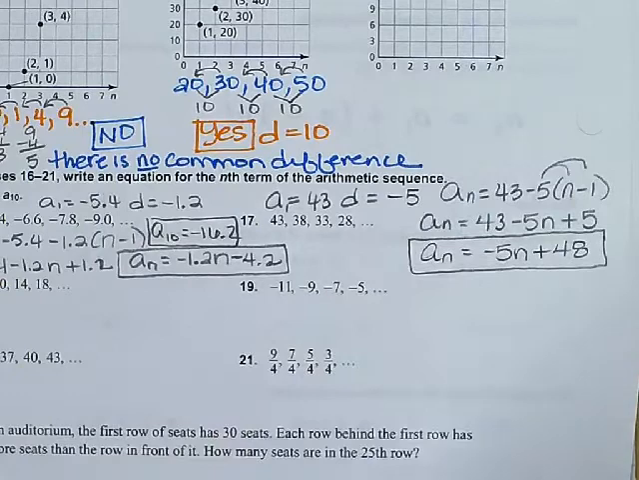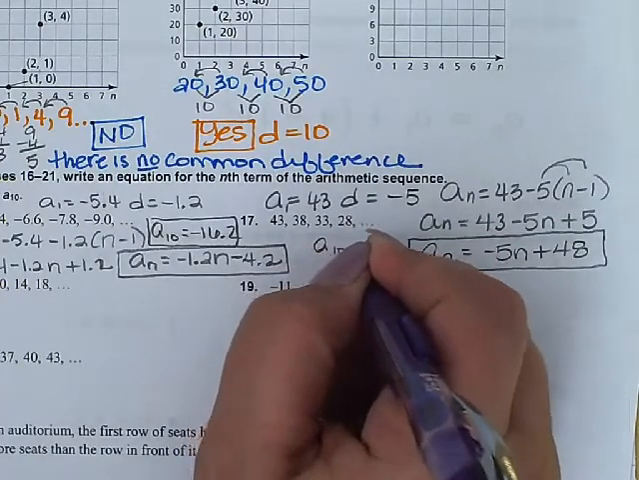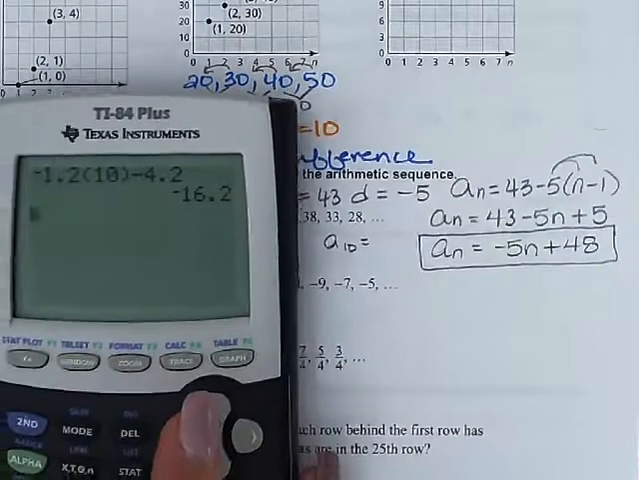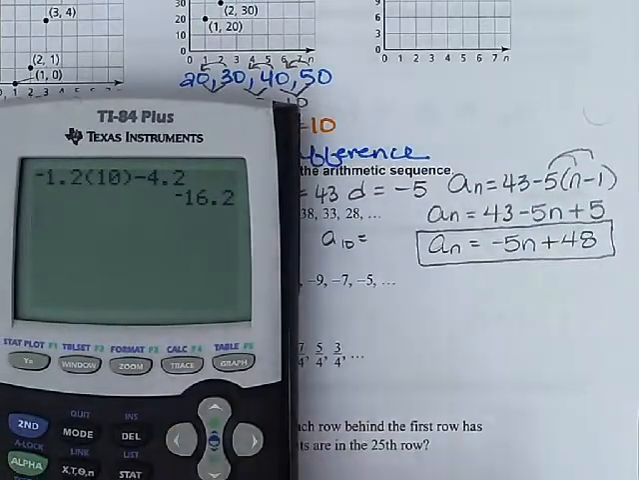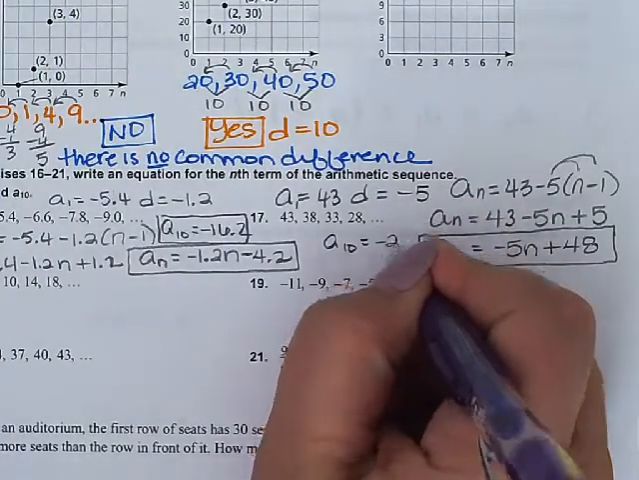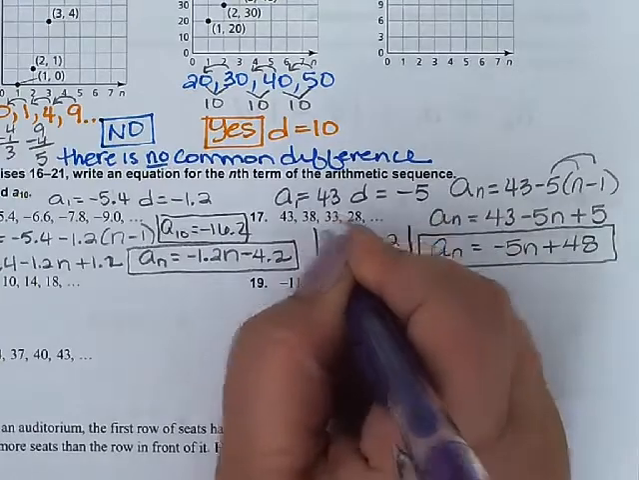So once we know this, we can use it to find the 10th term by just plugging in a 10 and evaluating this. So once we have this, we can say our function is -5 times the 10th term in the sequence, plus that 48. So -2 would be the 10th term in that sequence. And that's the second thing they were asking for.